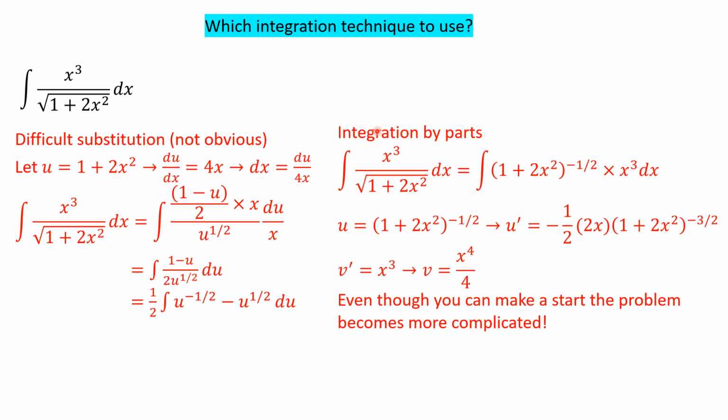If you try integration by parts, and you let u be 1 over root of 1 plus 2x squared, you can find the du/dx. And if you let v prime be x cubed, you can also integrate that. But if you start to apply the expression for integration by parts, you can see that this one becomes more complicated, which you cannot integrate.